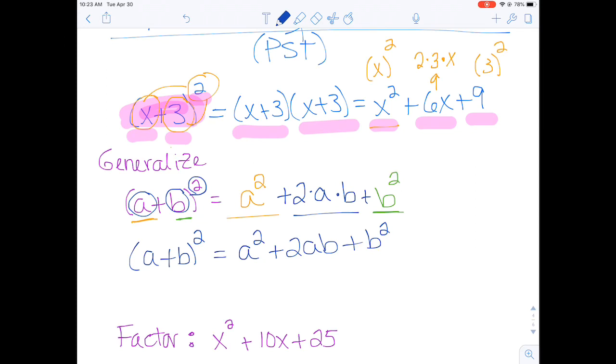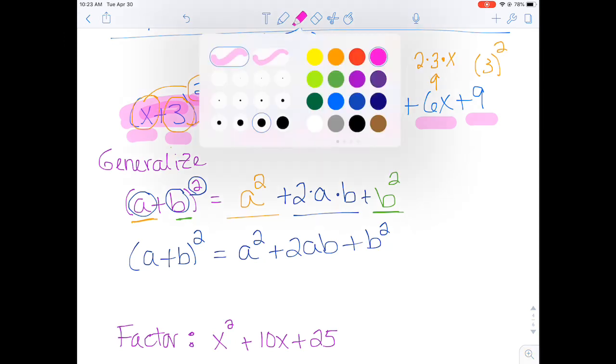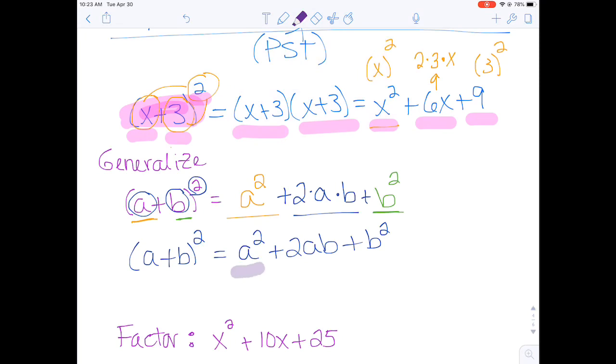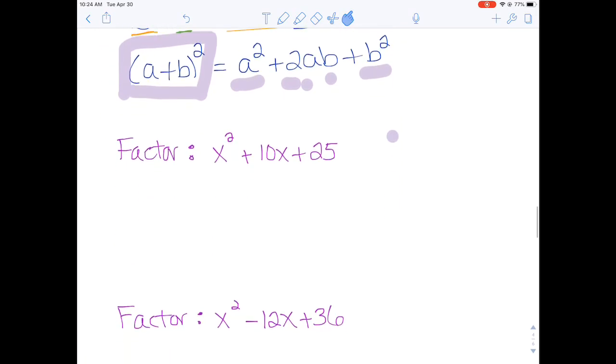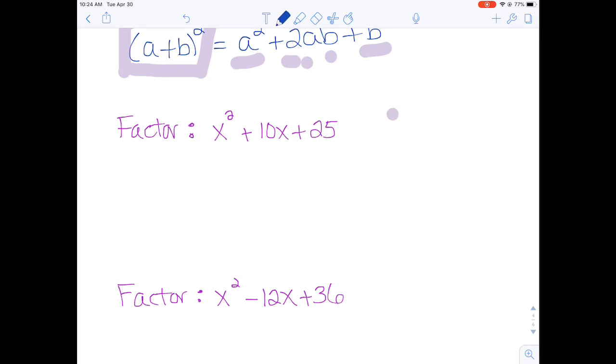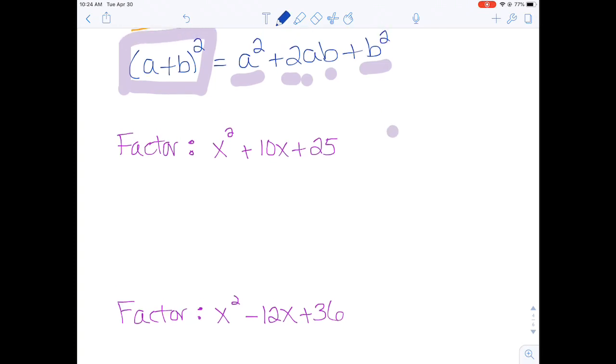We can also reverse that though. If you recognize that you have a first term as a perfect square, a last term as a perfect square, and the middle is 2 times the square root of those two numbers, then you can rewrite or factor as a plus b squared. So let's take a look here. We have x squared plus 10x plus 25. So let's see if we can use our generalization here.